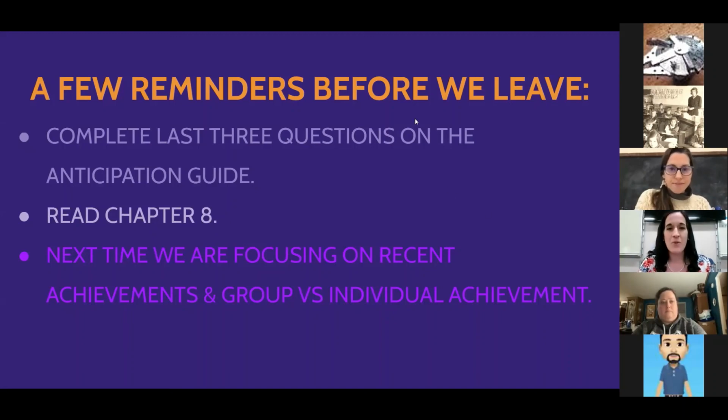For next week, we want to prepare you before we leave on that anticipation guide, the last 3 questions. If you haven't already answered them, answer them before we come together again next week and read through chapter 8. The next 2 bullet points, the final parts of the pillar, focus on recent achievements, grading the most recent work that students pass in, and also the idea of grading the group versus the individual when you're doing group activities in a classroom.